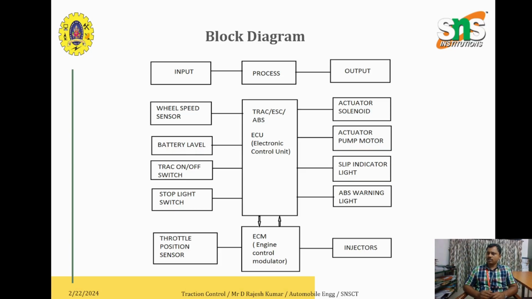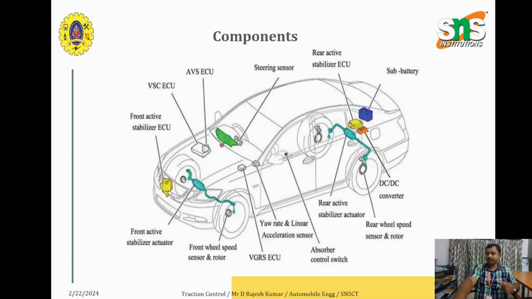The throttle position sensor is the input, and it is processed by the ECM, which controls the injection pressure so that fuel is supplied in the exact quantity required. The components of the traction control system are the ECU, that is the electronic control unit, and the DC-DC converter.